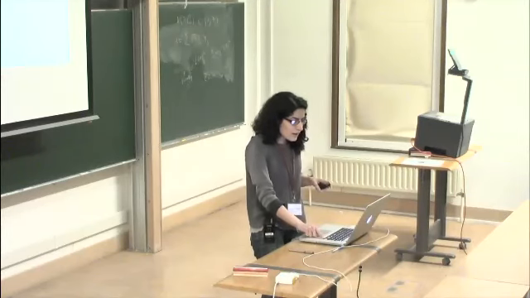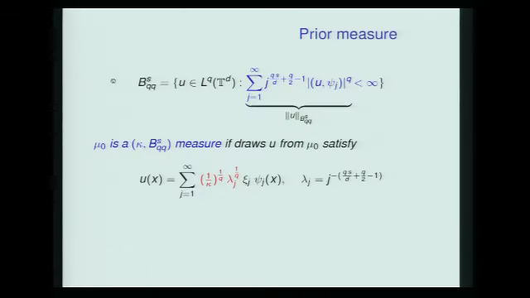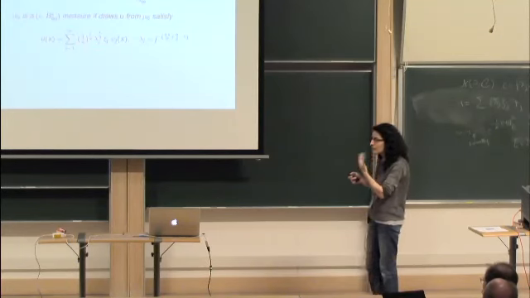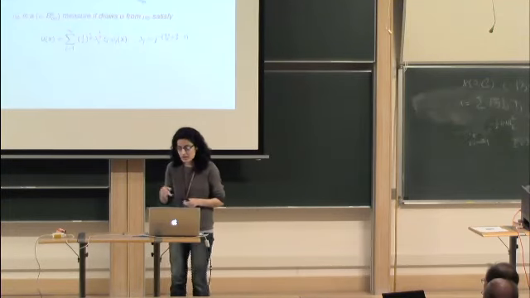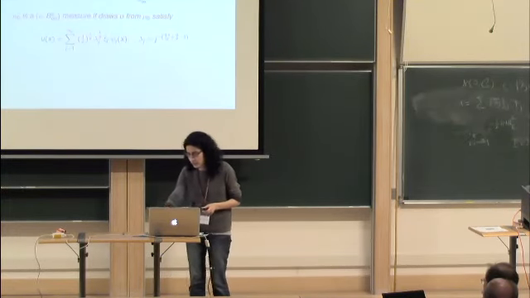So now this is how a Besov measure is defined. mu_0 is a B^s_{qq} Besov measure if draws u from mu_0 satisfy this random series, as I explained before. Kappa is just a constant that we have added to this series because we need it for some practical reason, but it's not that important, so you can ignore it for now.